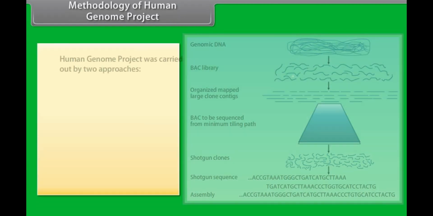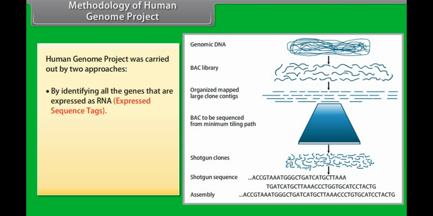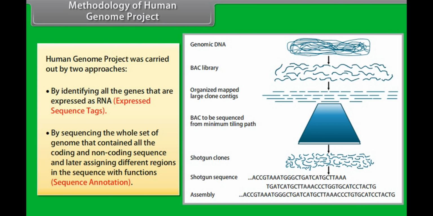Methodology of Human Genome Project. Human Genome Project was carried out by 2 approaches. By identifying all the genes that are expressed as RNA, called expressed sequence tags, and by sequencing the whole set of genome that contained all the coding and non-coding sequence and later assigning different regions in the sequence with functions, called sequence annotation.